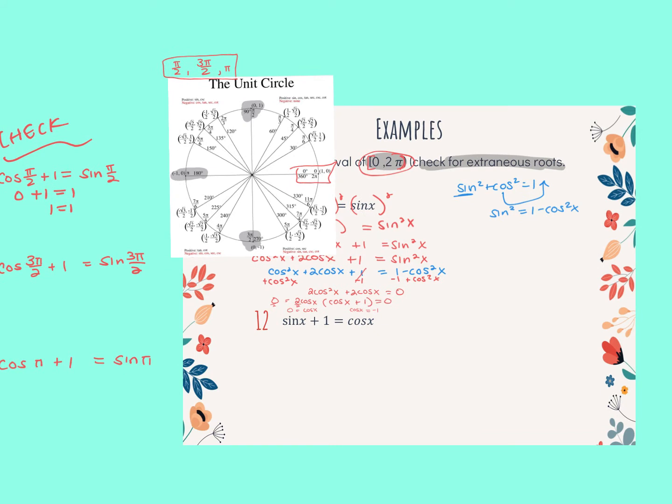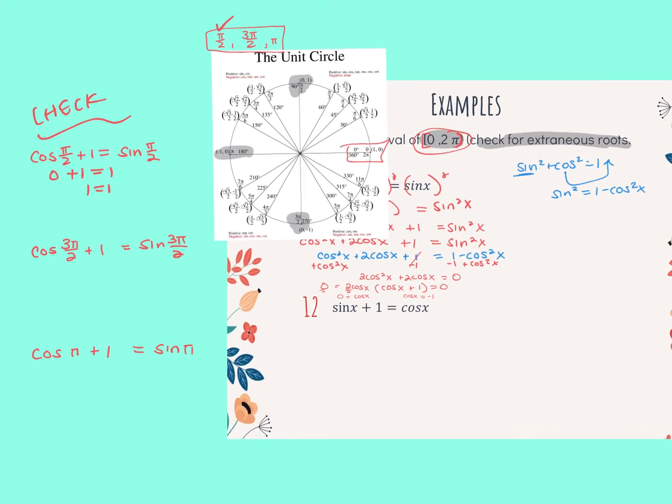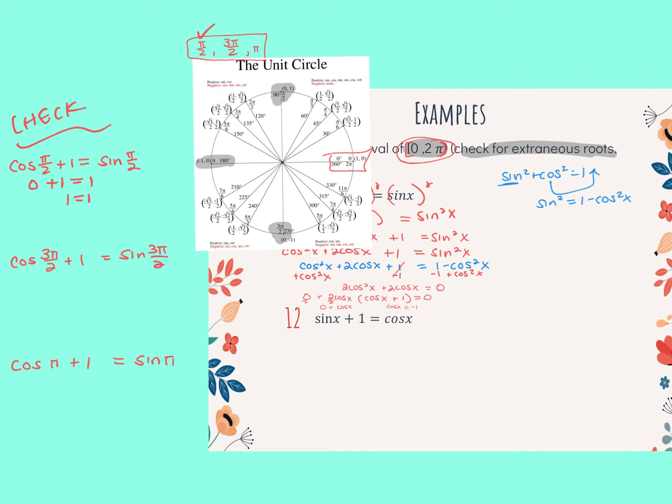I would go to cosine of 3 pi over 2. What's the x there? 0, plus 1 equals, what's the sine there? -1. Does 1 equal -1? No, so we cannot use 3 pi over 2. It's an extraneous root. And then what's the cosine at pi? So you have to check. Yep, and it's that one.